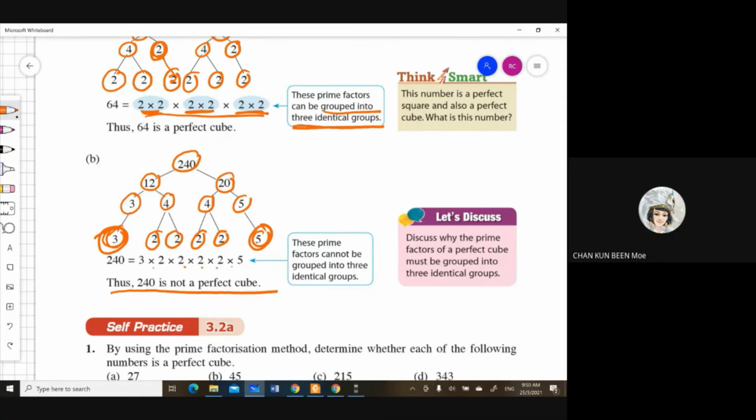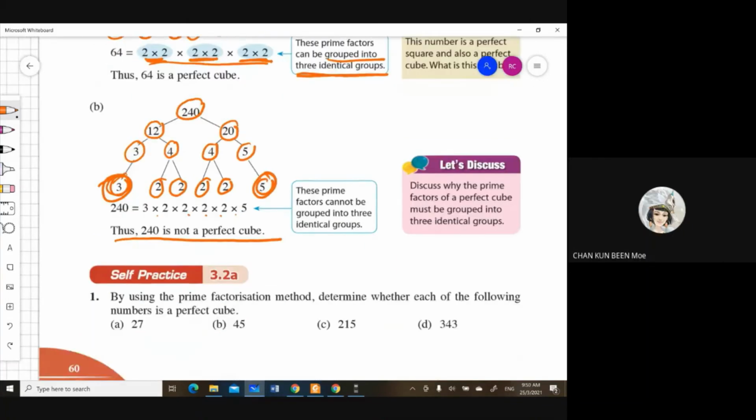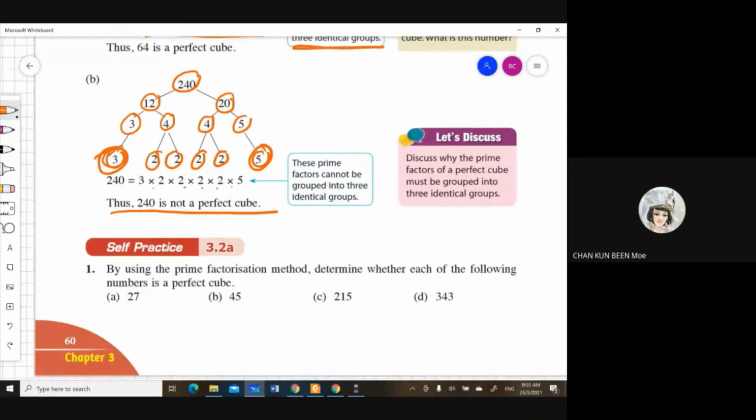Okay, can you all know how to find out? Yes, right? Okay, good. For example, right now, I'm going to ask you whether you can determine if this is a perfect cube or not. Number 45. You have a piece of paper with you, right? Okay, now can you use the same method over here? Try to find out whether it can be grouped into 3 identical groups and let me know whether the 45 over here is a perfect cube or not.